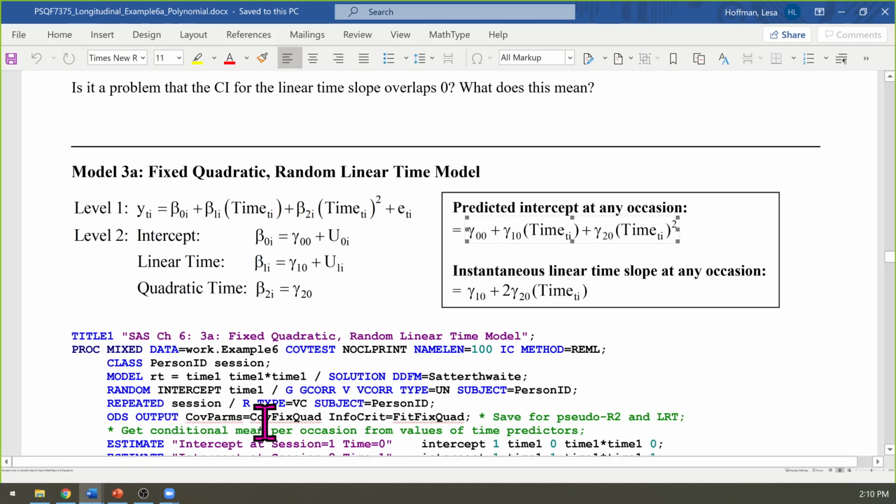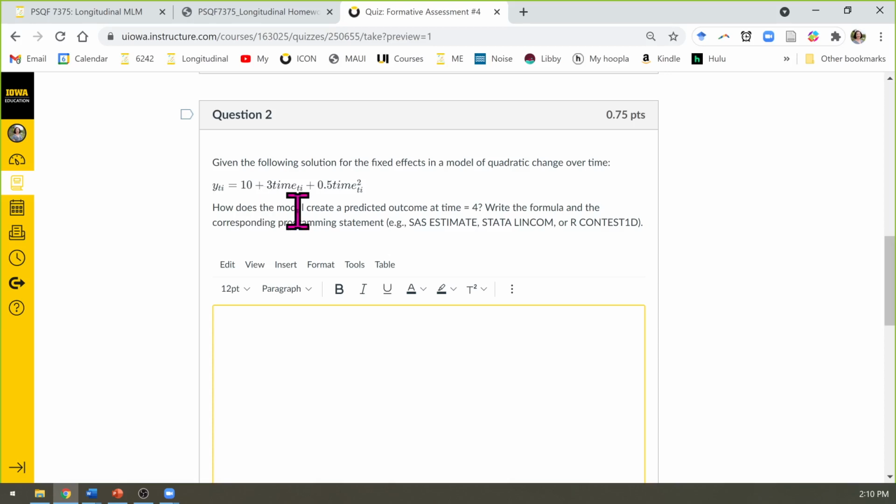So putting that all together, it would be 10 plus 3 times 4 plus 0.5 times 4 squared, which I think worked out to be 30 or something. Several of you worked out the math. In terms of the estimate statement, the programming statement, the intercept gets a 1, time gets a 4, and time squared gets a 16. So most of you got that right or were very close to it. So questions on that much so far?